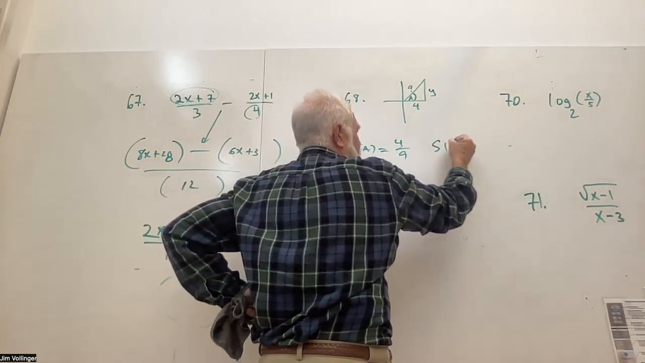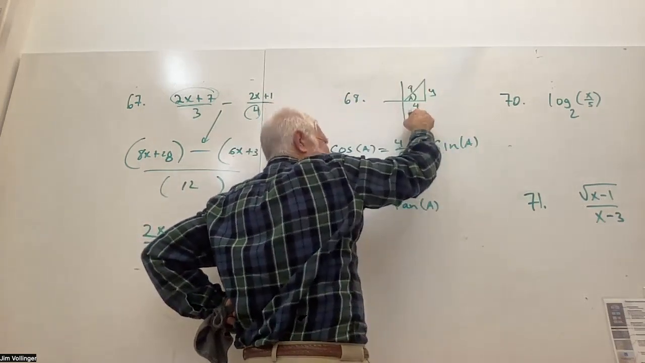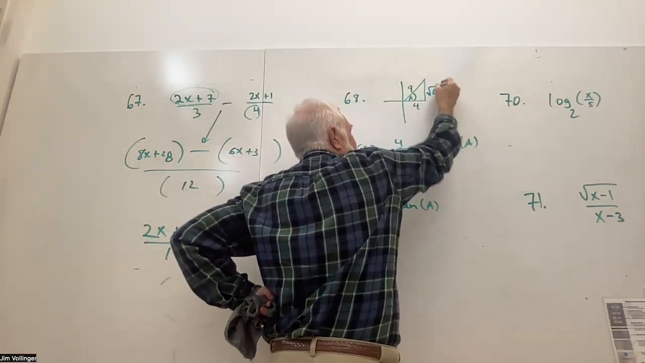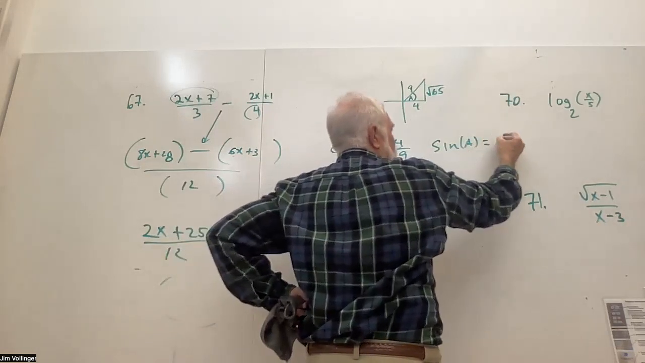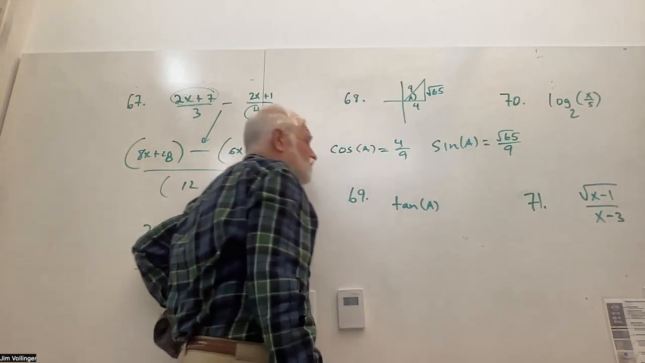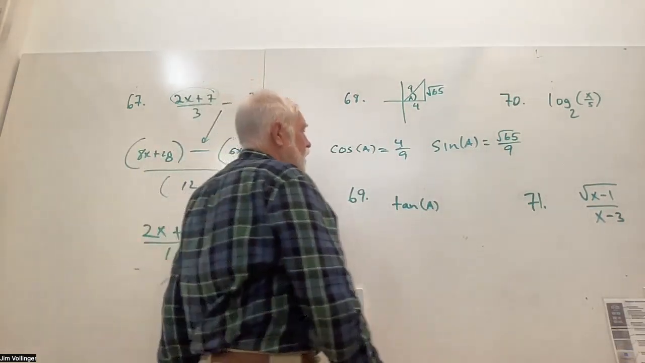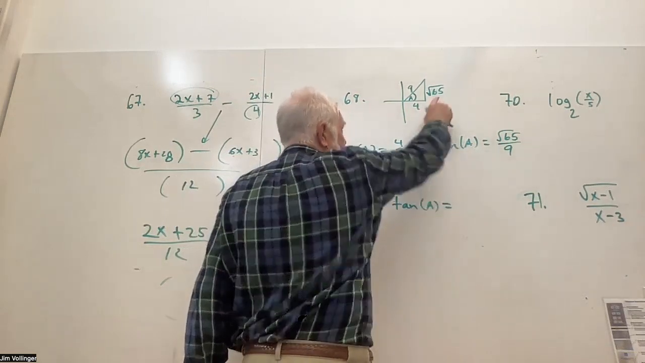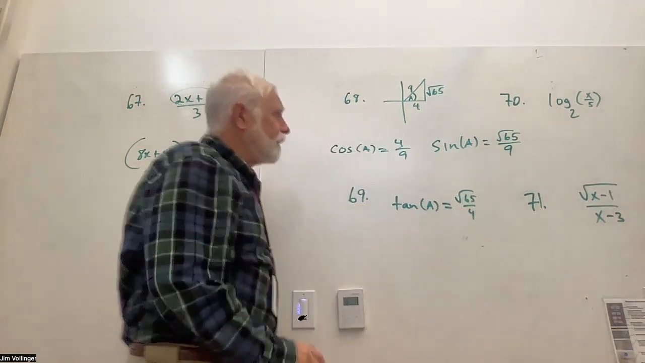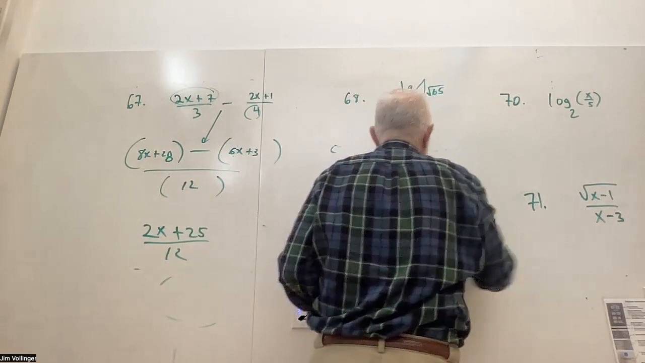The sine of A, we're going to have to work for a little bit. So we got what? 81 minus 16, 65. So square root of 65. So the sine of angle A is root 65 over 9. It seems like everybody's doing that pretty well in class these days, so I'm not going to talk much about that. And rise over run for tangent, which in this case is root 65 over 4. So that one's done.